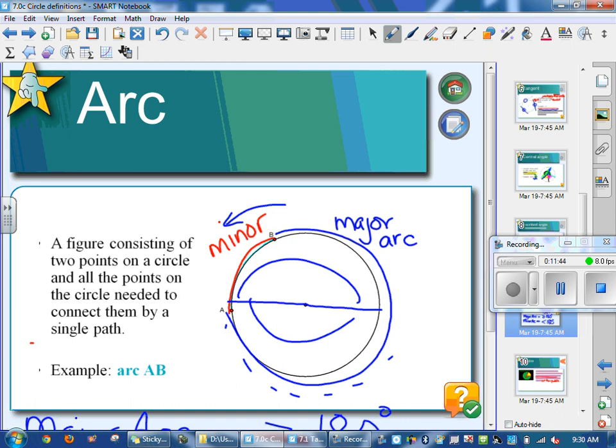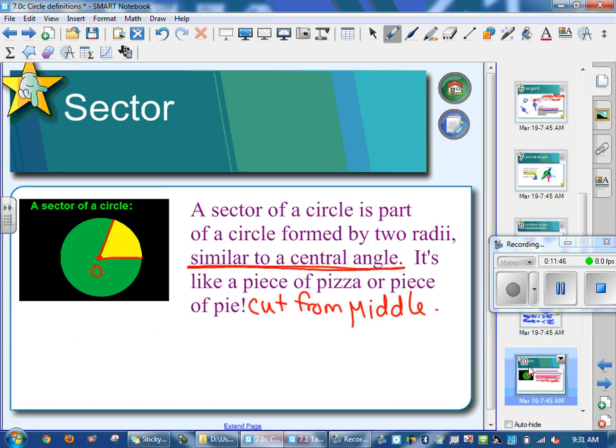Next, we're talking about sector. A sector is like a section of the circle. Think of it as a piece of pie or a piece of pizza. That's all a sector is. And when we cut pies or pizzas, we cut it from the middle. And that's exactly what it is here. So really, a sector contains what kind of an angle that goes to the center? What kind of angle is that? A central angle. Okay? So sectors are pieces of the pie that contain a central angle.